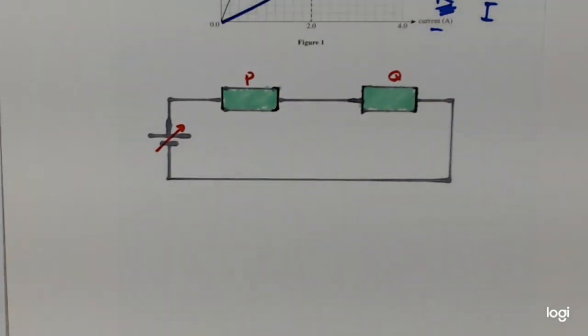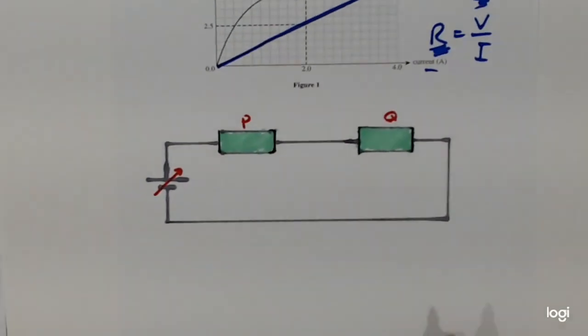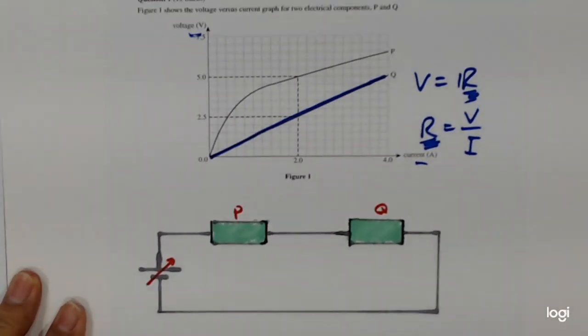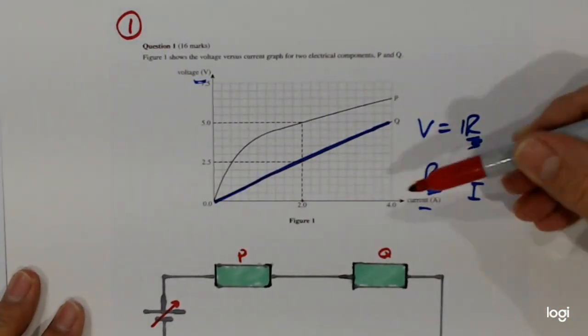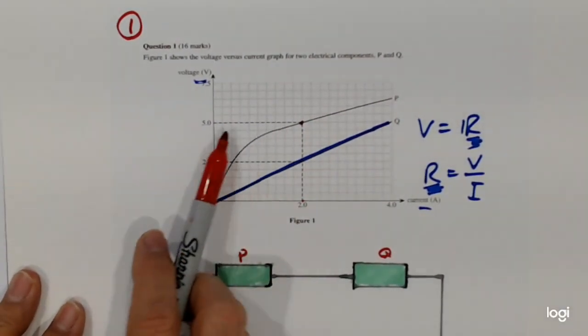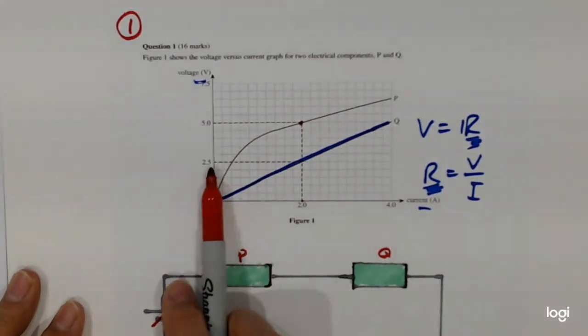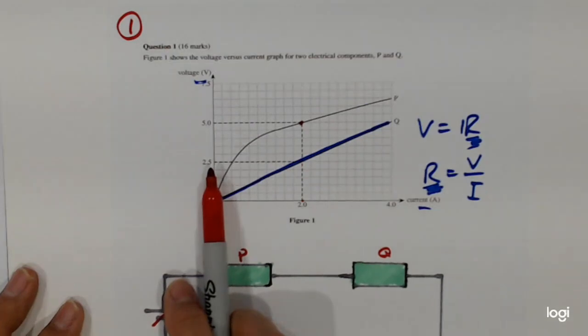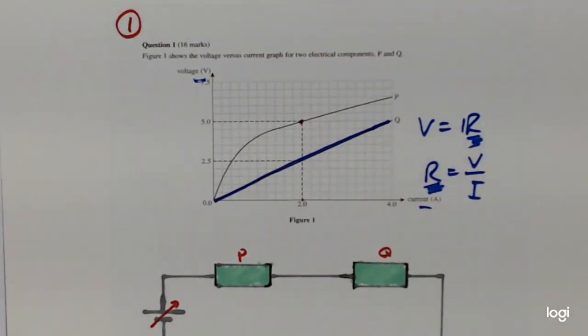Part C, determine the potential difference across component P. Now use the graph for this. You now know that there's 2 amps going through both. So when 2 amps is going through P, the voltage across it is 5 volts. When 2 amps is going through Q, the voltage across it is 2.5 volts. And that's the answers to C and D. C and D basically say how much potential difference is across each of them. 5 volts for C, 2.5 volts for D. You just get it off the graph.